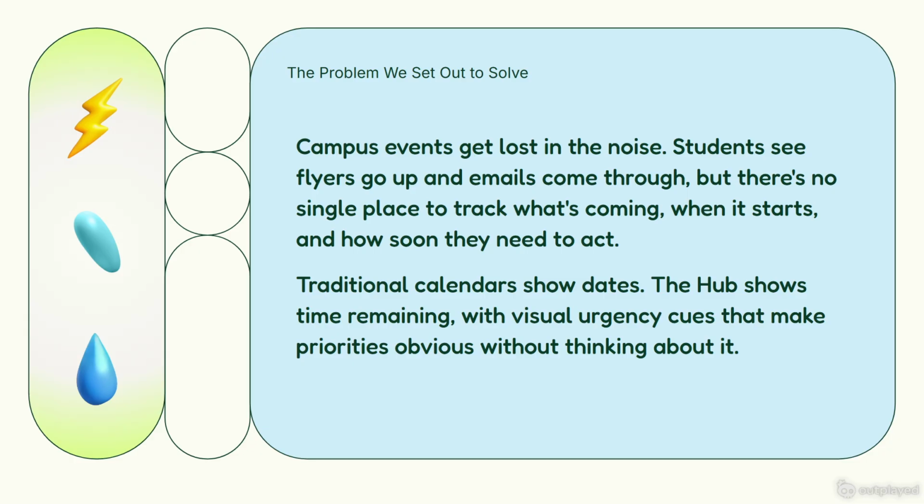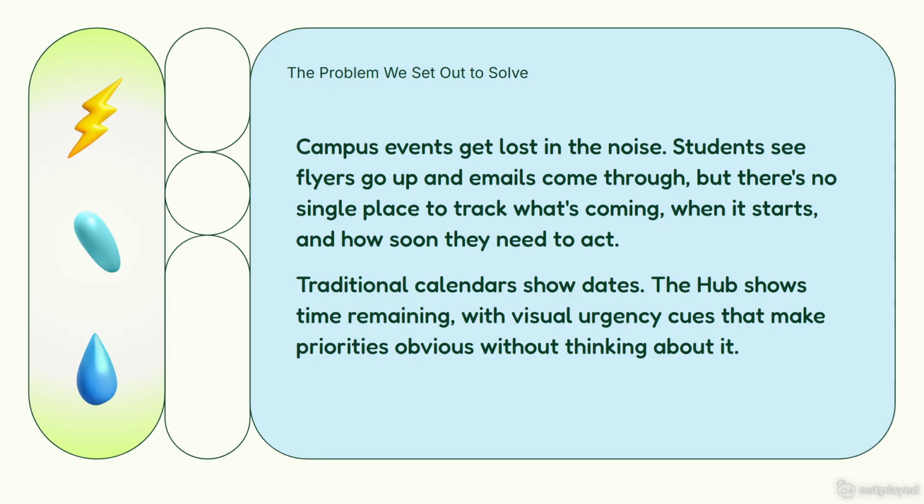So let's talk about the problem we set out to solve. As students ourselves, we've all been there. You think you have a week left for an assignment, but it's actually due tomorrow. The issue isn't that students don't care about deadlines. The issue is that the deadline information is scattered everywhere. It's in emails, on Canvas, in group chats, on flyers around the campus.